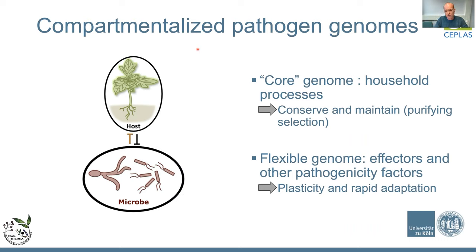These processes have worked fine for these organisms for billions of years, so there's no reason to change this, no reason to touch this. But then these pathogens also need a dynamic part, a dynamic compartment in their genome, where they can allow swift adaptation, where they can quickly evolve new effectors, where they can omit effector genes once they become recognized, or once the effectors that they encode become recognized, and also other pathogenicity-related processes are encoded here. So, in contrast to the core genome, here the central theme is plasticity, rapid adaptation. And so this is in various shapes and forms, but this compartmentalization is something we very often see in microbes that establish symbiosis with plant hosts.